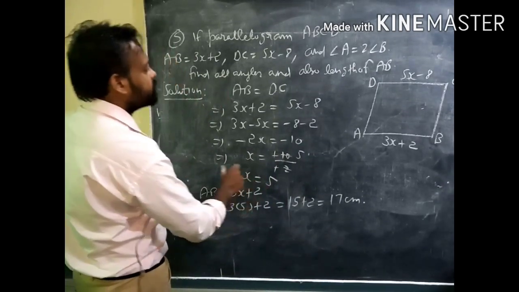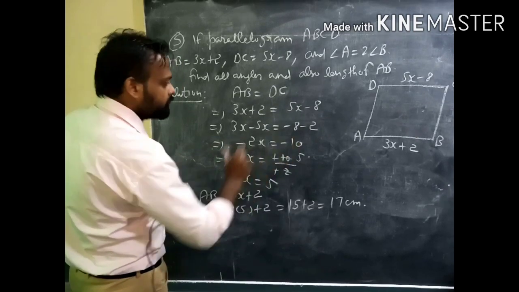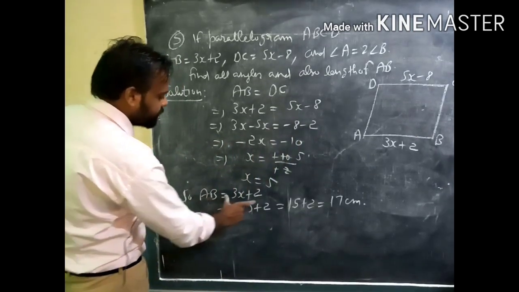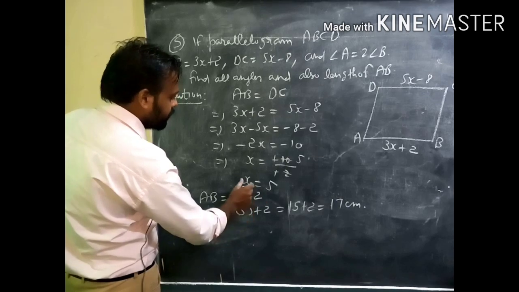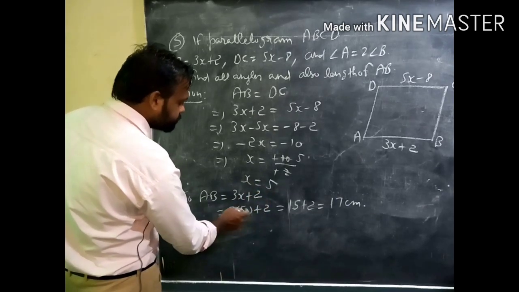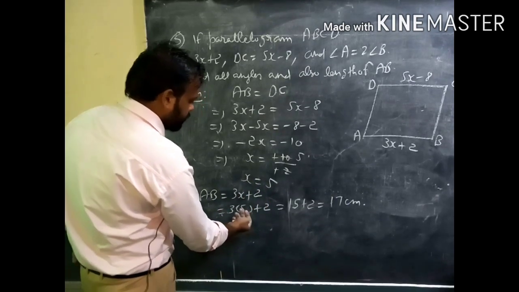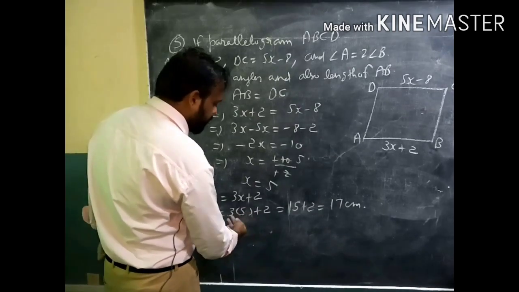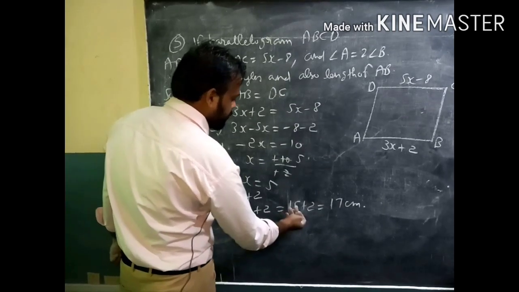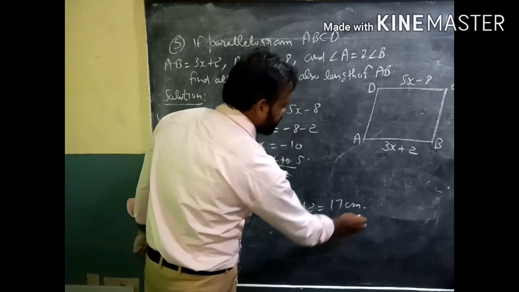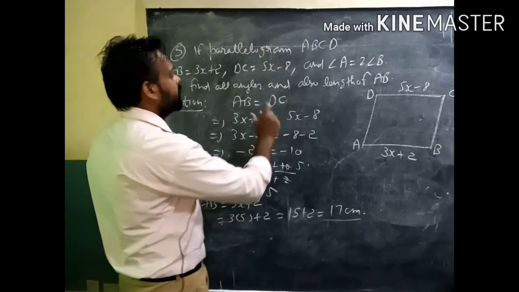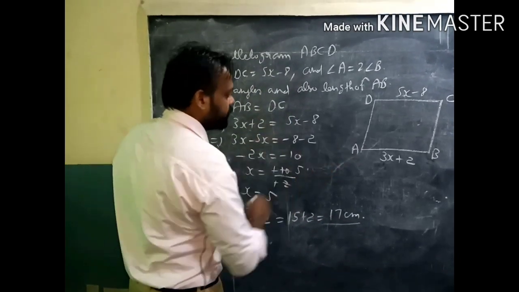Now we can use this 5 to find the exact value of AB. AB is given to us, that is 3x plus 2. Now put the value of x here, then it becomes 3 into 5 plus 2. 3 fives are 15, plus 2 is 17 centimeters. So in this way we can find the length of side AB.